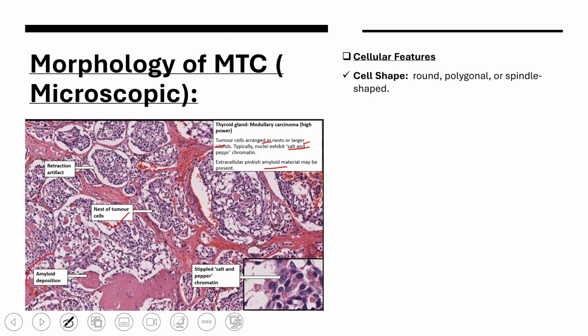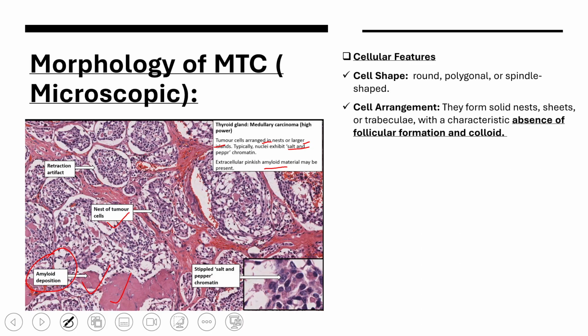You can see this is the amyloid deposition, and these cells are round, polygonal, or spindle shaped. Such cells may form solid nests, and follicular formation and colloid are absent in such cellular arrangement. That means you rarely see any colloid in between; even the follicle as well as colloid both are absent in such cellular arrangement present in medullary thyroid carcinoma.